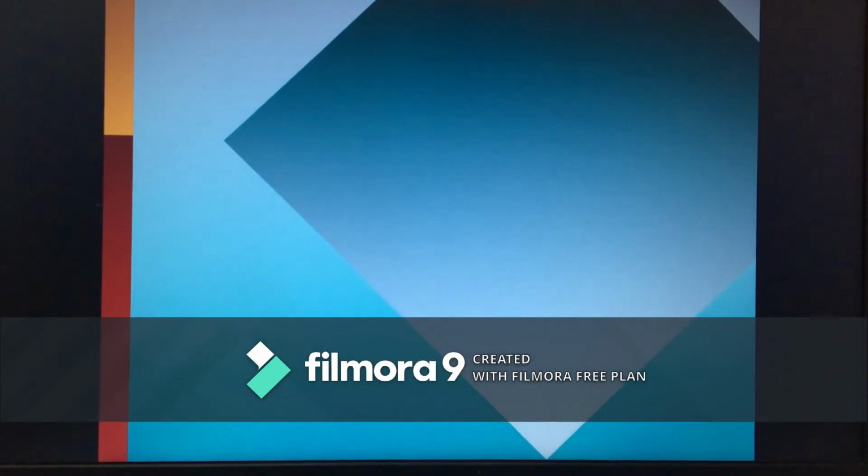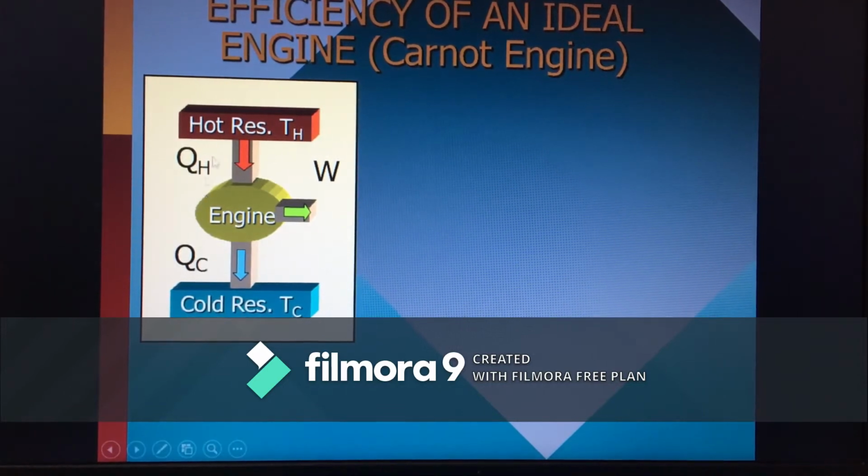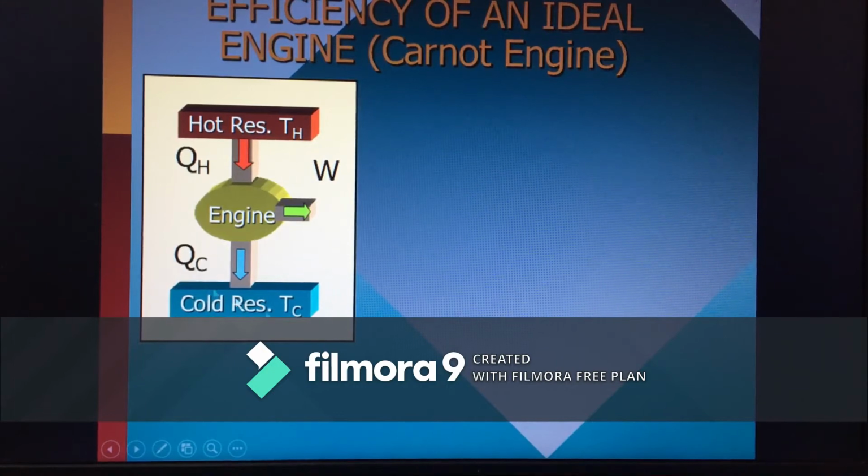Okay, let us proceed. So efficiency of an ideal engine, ang tawag nito class is Carnot engine. Efficiency of an ideal engine. Pag ideal siya, ang tawag niya is Carnot engine. So ito yung illustration natin. We have here the heat reservoir, TH. So we have QH, then the work, QC, another reservoir that is for the cold. So T here, C cold, H here is hot.